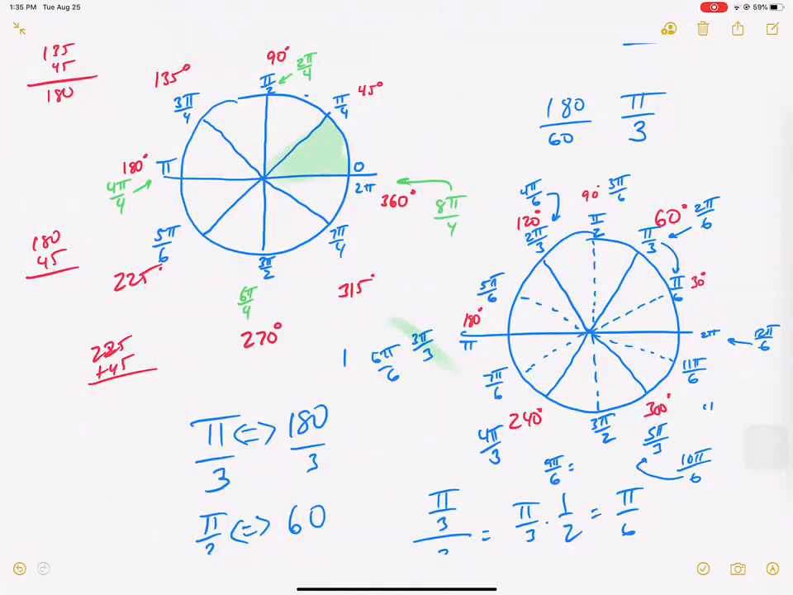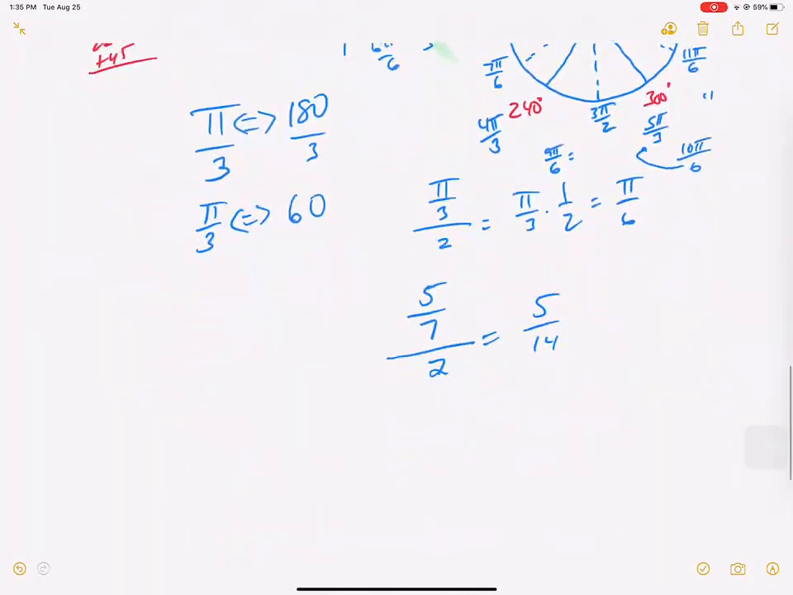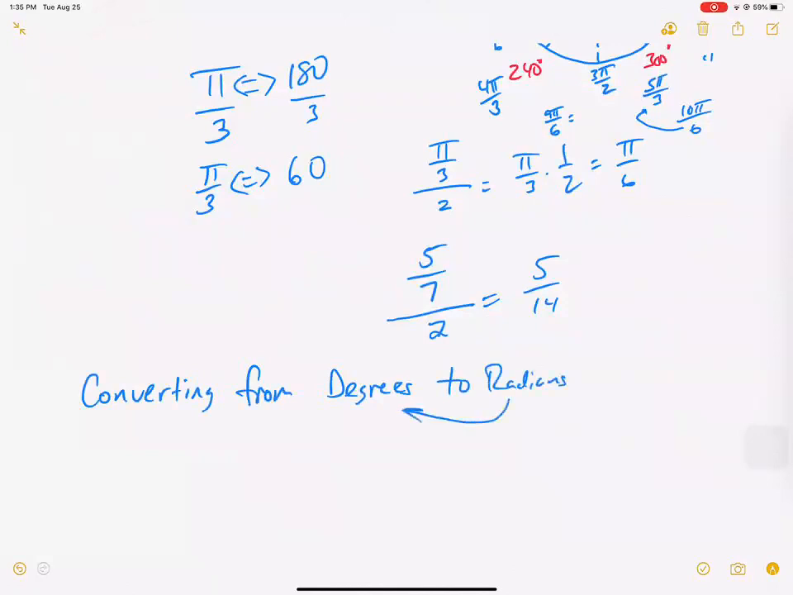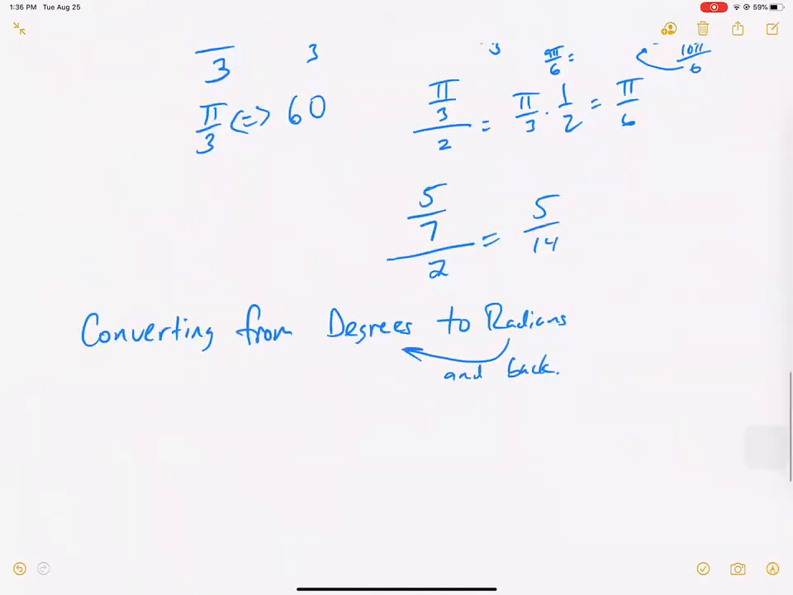So let's do one more thing here. And this next thing is converting from degrees to radians and vice versa and back. Okay, our goal is to go from degrees to radians and radians to degrees and back and forth.